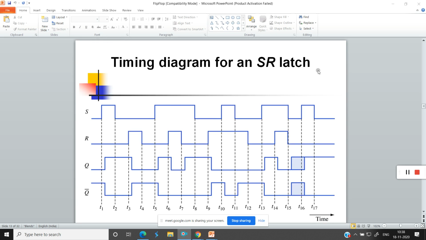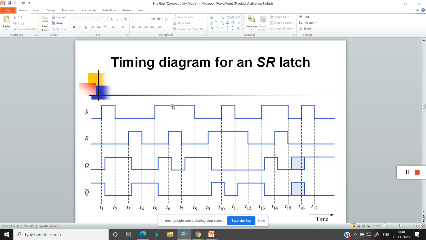Students, timing diagram is very important. Let me talk about this timing diagram for an SR latch. We all know that when S is 1 and R is 0, Q is set. Next, S is 0 and R is 1, it is reset. Next, S is 1, R is 0, so it will be set. Here S is 1 and R is 1, both outputs are 0. You can see it is a metastable state or unpredictable state.